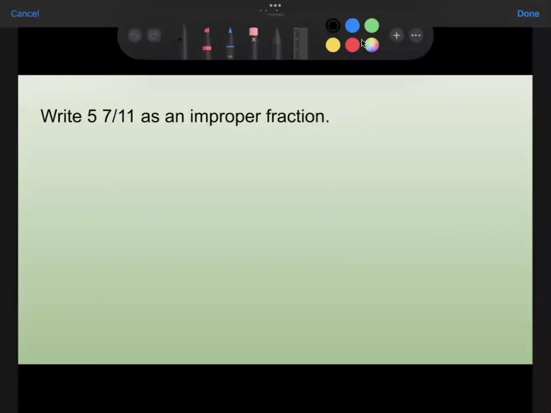Okay, here is our next one. We're going to take 5 and 7 over 11 and rewrite it as an improper fraction. So let me rewrite that here, 5 and 7 over 11. What I'm going to do is the opposite. When we're going from improper to mixed, we use division. So since we're going the other way now, we're going to use multiplication.